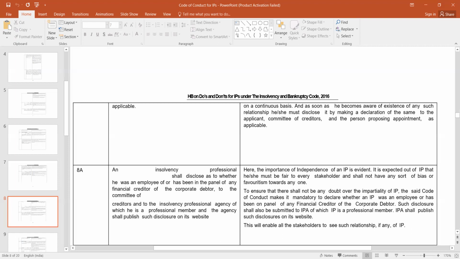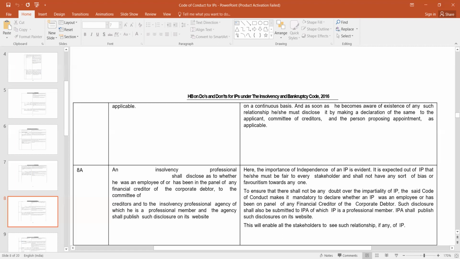If anything goes wrong, but what if he has already disclosed whatever he was required to disclose? He made this disclosure to the COC, and he made this disclosure to the IPA also, and IPA published this disclosure on the website. So this is what is required actually if you are an employee or if you have been in the panel of any financial creditor of the corporate debtor.